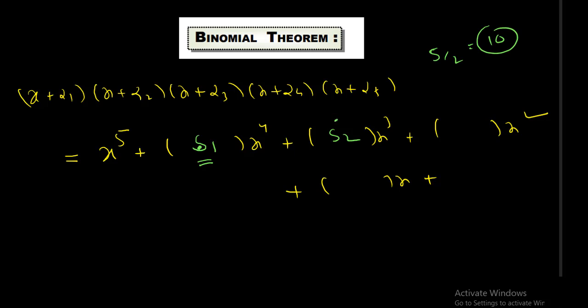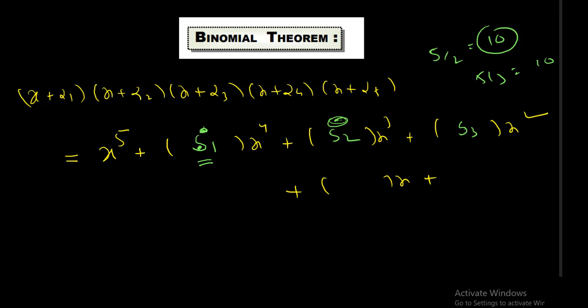Without simplification, how many terms will you get here? 10 terms. How many terms here? 5 terms only, no? From 5 you need to choose 1, 5C1, 5 terms. Here 10 terms. Here you need to choose 3 from alpha 1, alpha 2, alpha 3, alpha 4, alpha 5, which means 5C3. The 5C3 value is the same as 5C2, 10 terms. Here also 10 terms. So I can simply write S3.